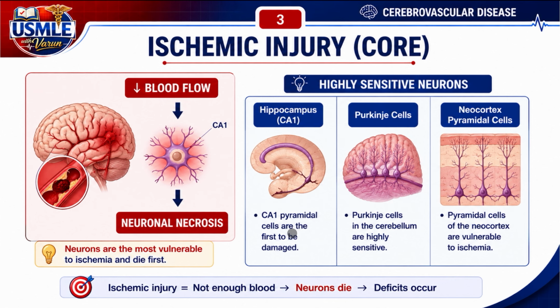The CA1 pyramidal cells in the hippocampus are the first to be damaged. Then the Purkinje cells in the cerebellum are highly sensitive. And finally, pyramidal cells in the neocortex are also highly vulnerable to ischemia.